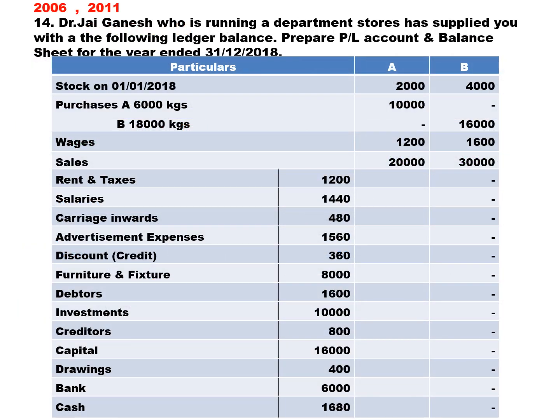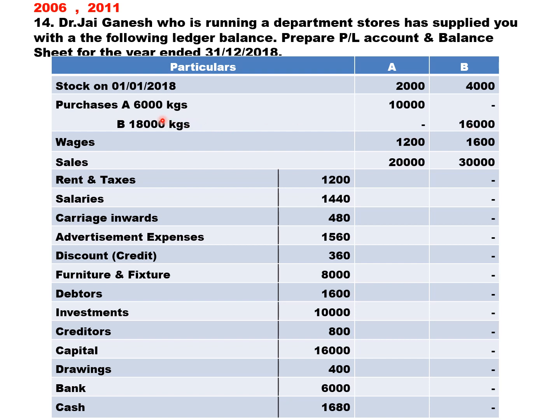So students, let us work out the 14th problem today. Dr. Jai Ganesh, who is running a departmental store, has supplied you with the following ledger balances. Prepare the P&L account and the balance sheet for the year ended 31/12/18. So we have opening stock 2000 and 4000, purchases of A 10,000 and B 16,000.